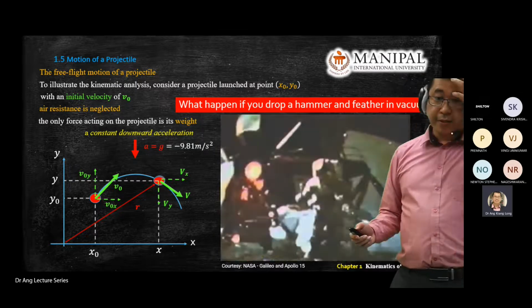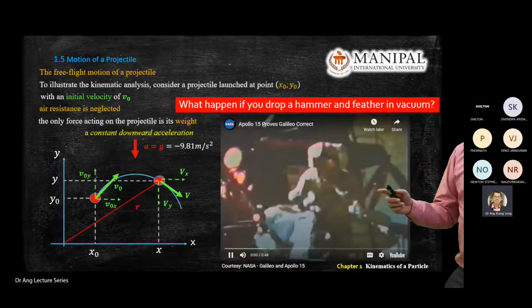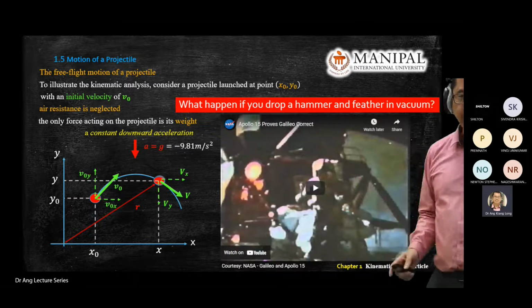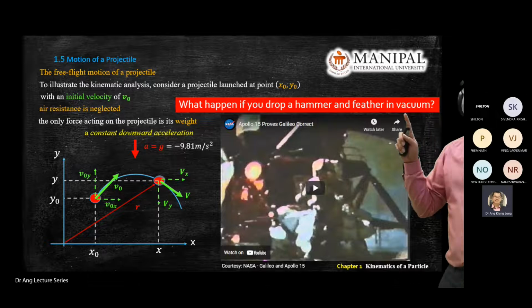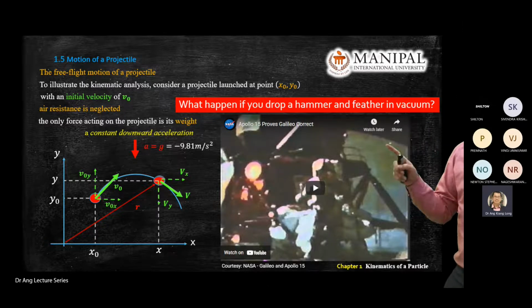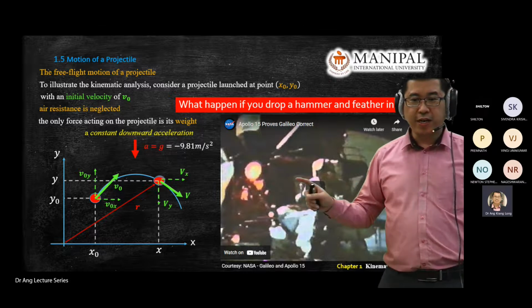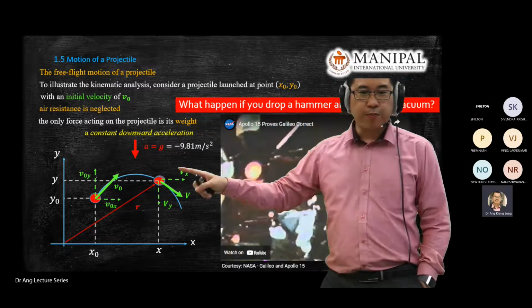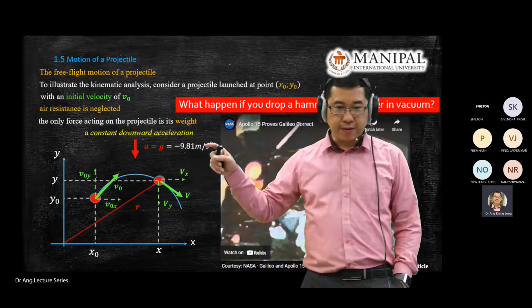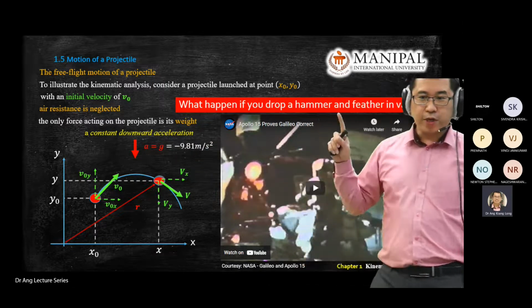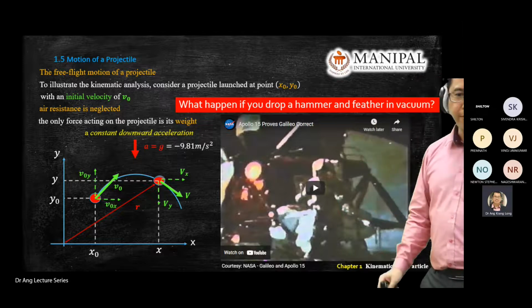Okay. The short answer for this one is both of them drop at the same time. The keyword here is in vacuum. So you won't see this phenomenon on the Earth. So when you analyze projectile problems, we won't give you a vacuum scenario.